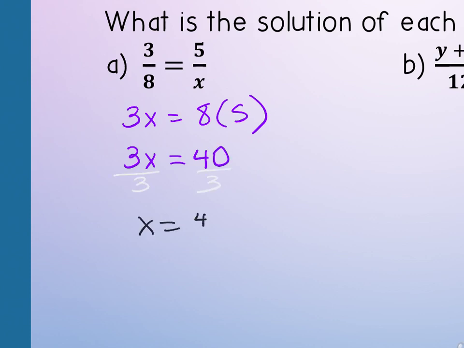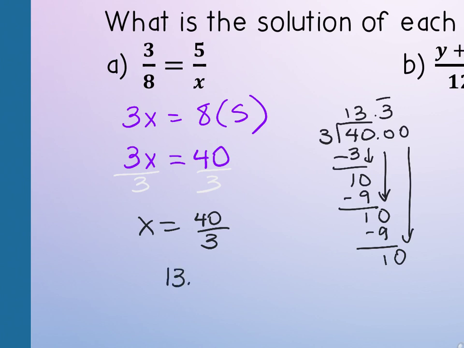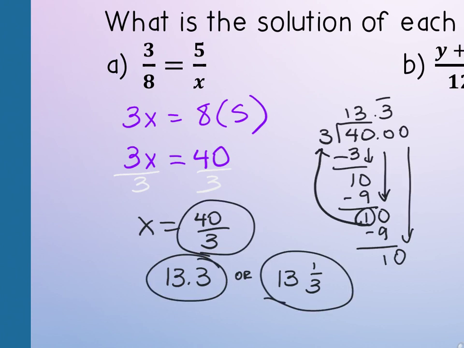So x equals 40 over 3, which is an answer because that's a simplified fraction. Or I could take 40 divided by 3, and I get 13.3 repeating, or it could be 13, and then I could take that remainder, put it over my divisor, and get 13 and 1/3. So any one of these three answers are good.